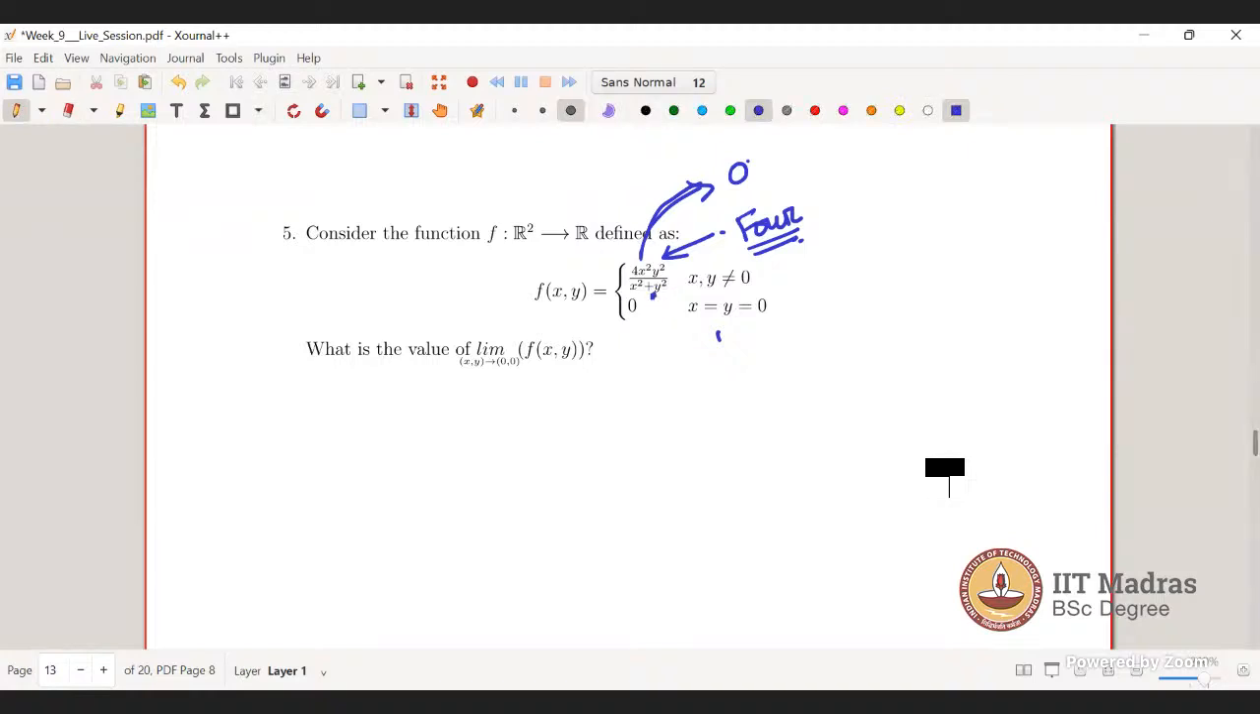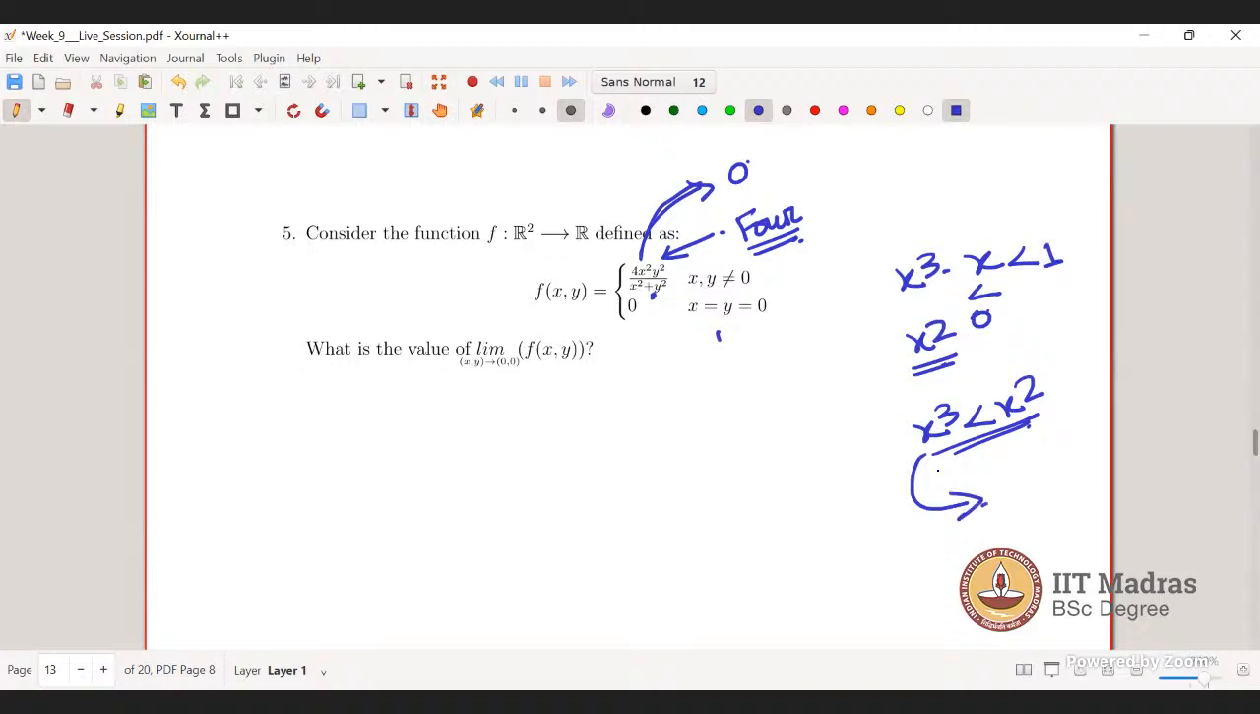For example, what I was trying to say, this x cube, and you have something, say, x square. If x is small, x is between 0 to 1, then certainly x cube is less than x square, right? So in some sense, x cube goes faster to 0 than x square.